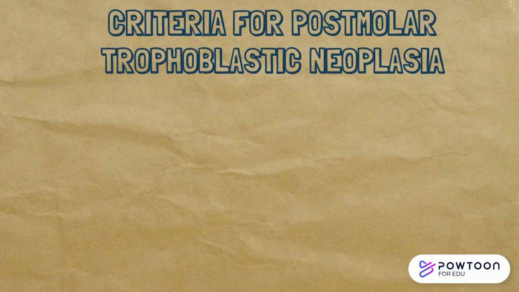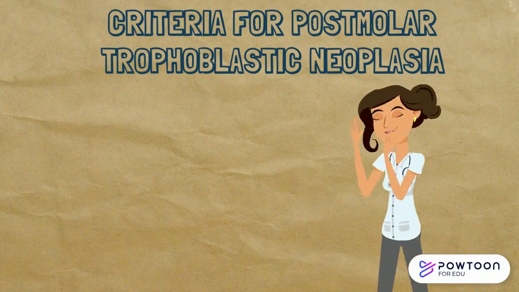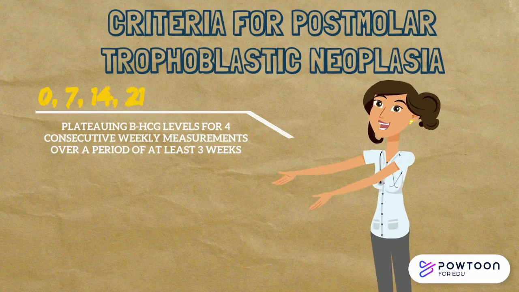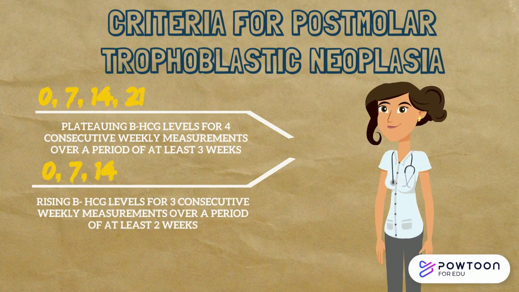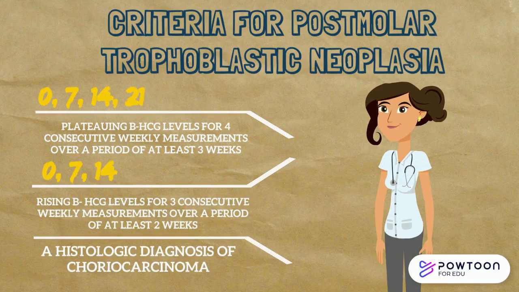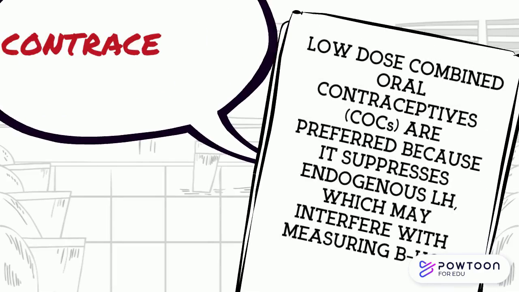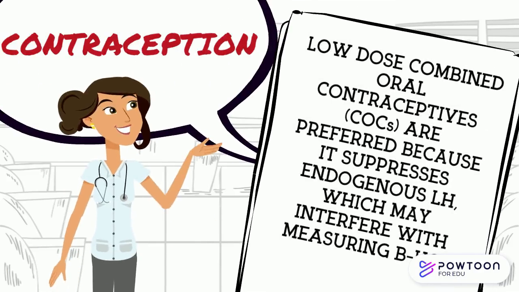What are the criteria for post-molar trophoblastic neoplasia? First are plateauing beta-HCG levels for 4 consecutive weekly measurements over a period of at least 3 weeks, rising beta-HCG levels for 3 consecutive weekly measurements over a period of at least 2 weeks, and a histologic diagnosis of choriocarcinoma. It is important to use a reliable contraception during the entire follow-up period.